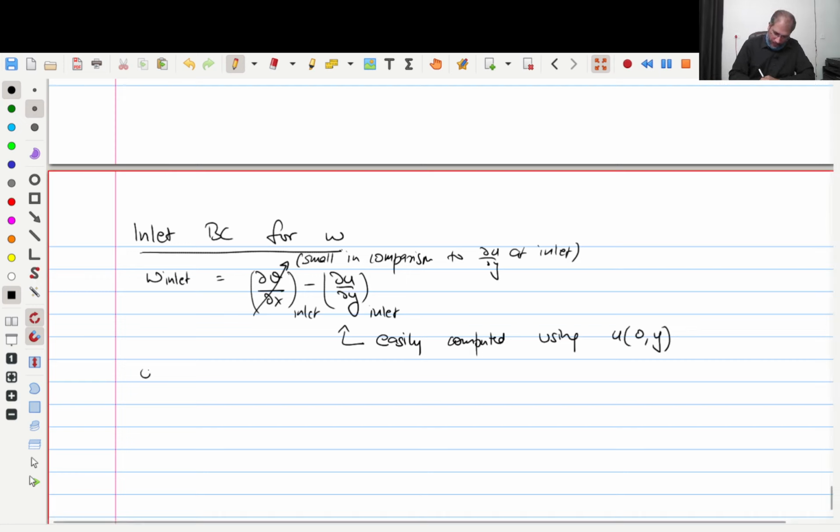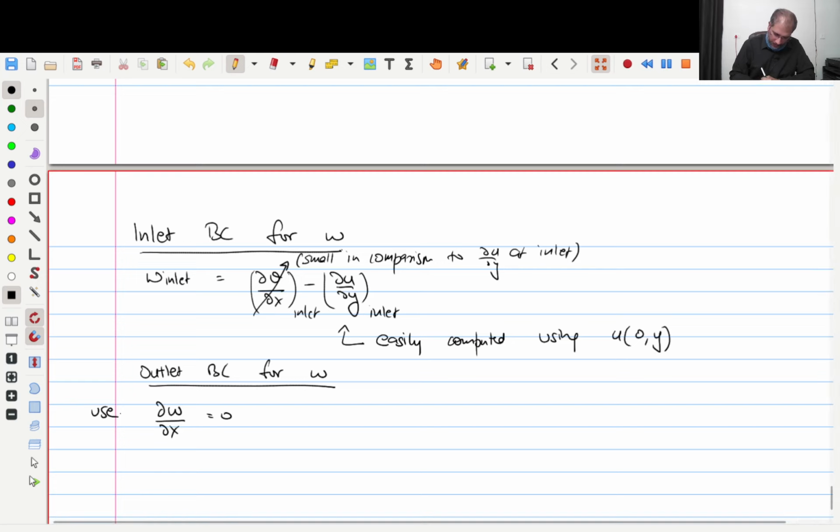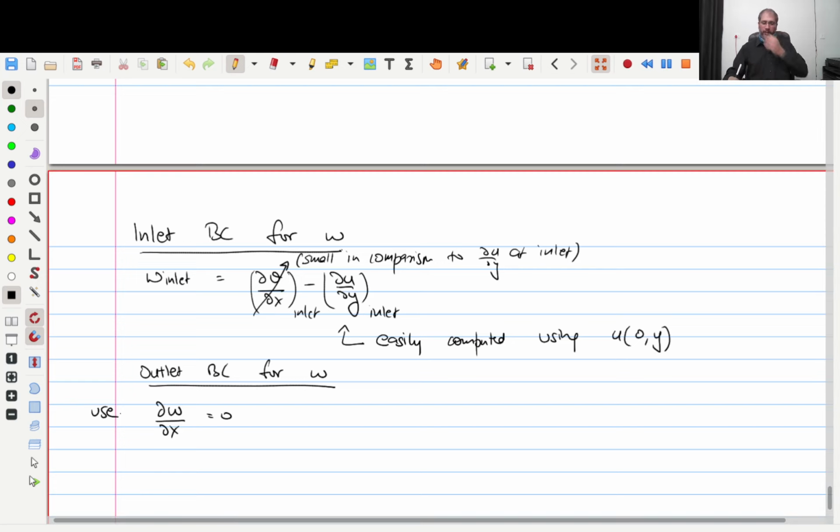Then the outlet, I'll simply use the fully developed condition. So del omega by del x is equal to 0. Again, the same ideas work for omega as we have discussed for the outflow boundary conditions, but it is safest to start with del omega by del x equal to 0.